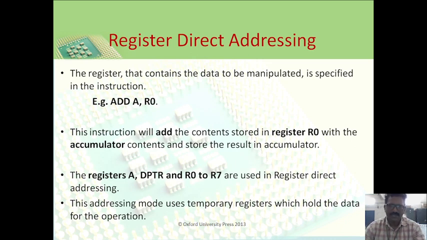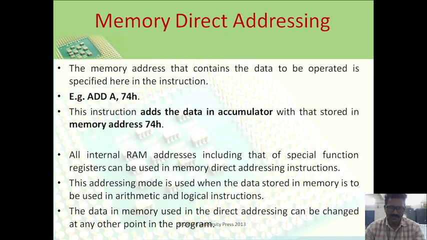Second one is register direct addressing mode. The register that contains the data to be manipulated is present in the instruction. For example, ADD A, R0. This instruction will add the contents stored in register R0 with the accumulator contents and store the result in the accumulator. The registers A, DPTR and R0 to R7 are used in register direct addressing mode. This addressing mode uses temporary registers which hold the data for the operation.